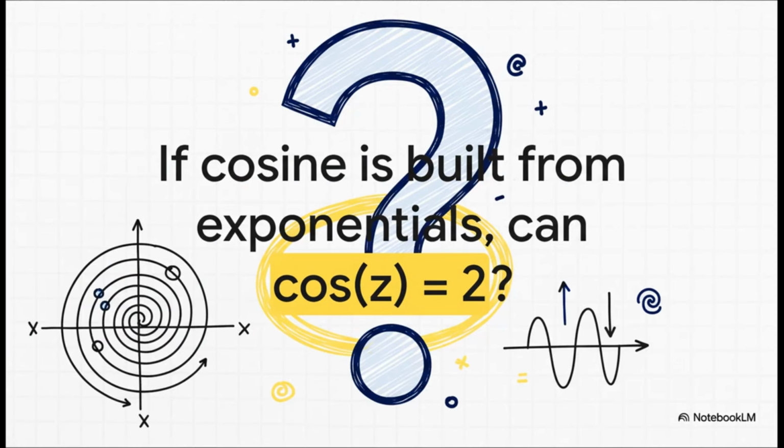And this leads to a pretty mind-bending question. We were all taught in school that cosine has to be stuck between -1 and 1, right? But if it's secretly made of exponentials, does that rule still apply in the complex world? Could we actually find a complex number z where the cosine of z is 2?